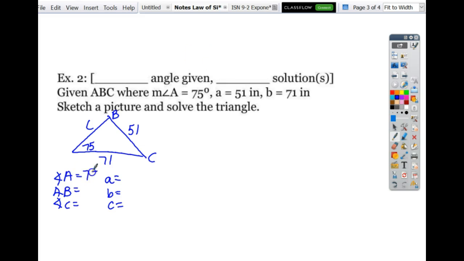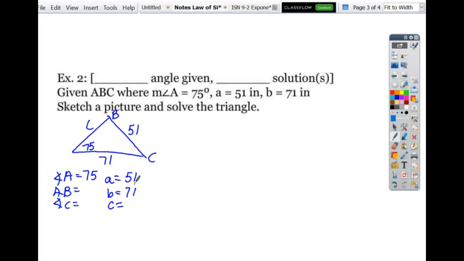So angle A is 75. I know B is 71 and A is 51. Is there a way how... I just gave you the way. How do you know when to do the inverse? So the question is, how do I know when to do the inverse?